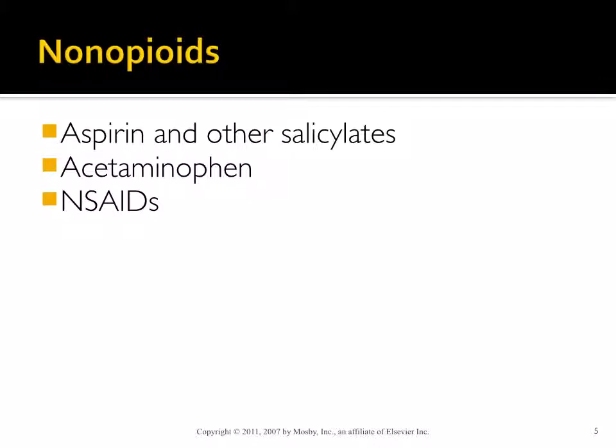Acetaminophen. We usually know it by Tylenol, and it has both analgesic and antipyretic effects. Analgesic means it reduces pain, and it is also used for reducing fever. And like aspirin, it does not have any serious risk for bleeding. It is usually very well tolerated by the body, and it is well metabolized by the liver.